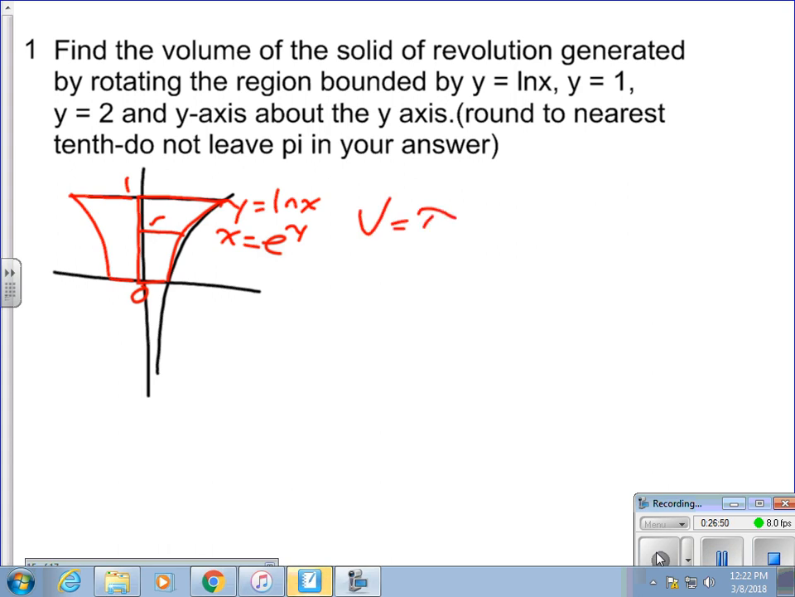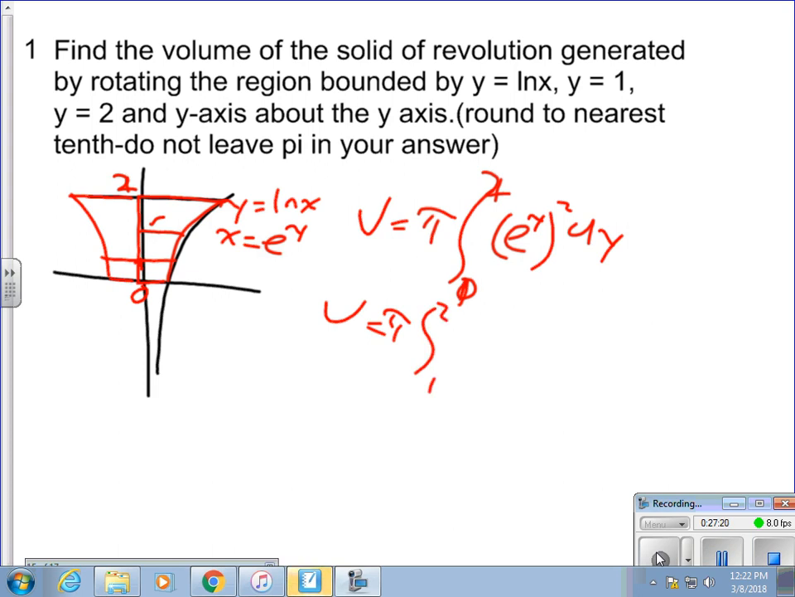My volume equals pi integral 0 to 1 of e to the y squared dy. Oh, y1 to y2. My bad. We're going to call this 1 here, and we'll call that 2 there. It's not to scale. Thank you. y1 to 2. So I have pi integral from 1 to 2 of e to the 2y dy, because what do you do when you raise a power to a power? You multiply the exponents. Okay.